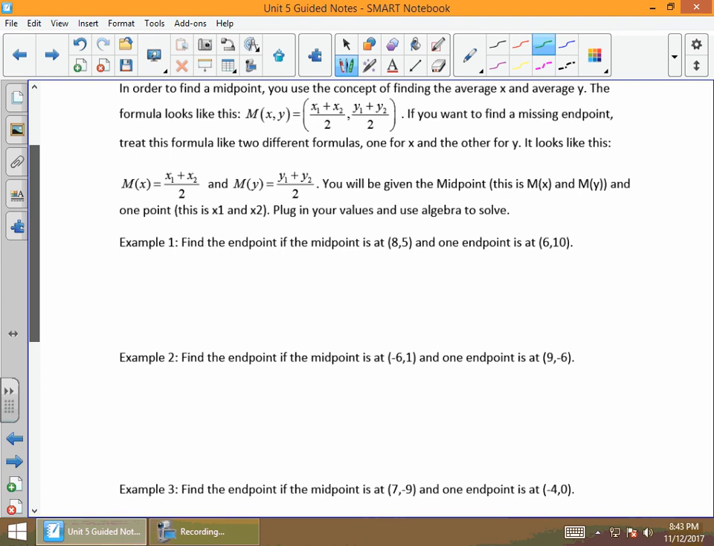It says find the endpoint if the midpoint is 8, 5. So the midpoint for x is 8. The midpoint for y is 5. And then for the one endpoint we're given, we'll call this x1 and y1. Okay, well, I know this.